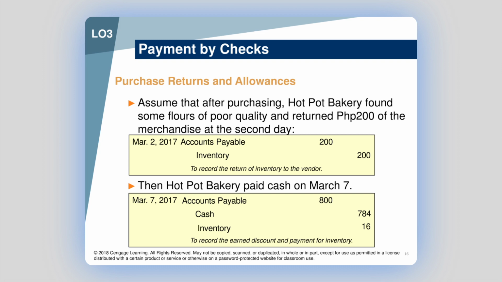Okay? What if there would be a discount? So, debit accounts payable, and you have here inventory of 16. That would be your related allowances. And also we have cash. Instead of paying 800, you will only pay 784 because of the purchase discount. Okay? Again, if you have questions, just message me. All right.